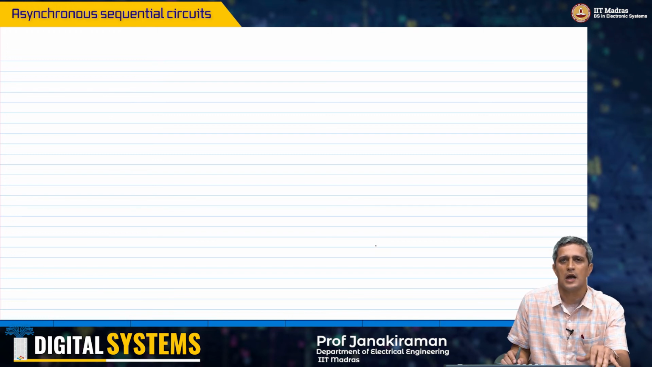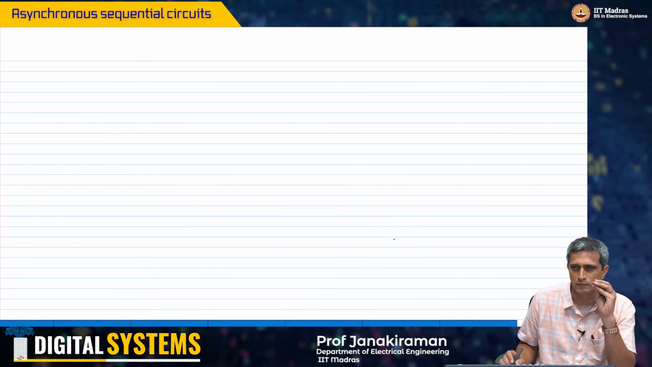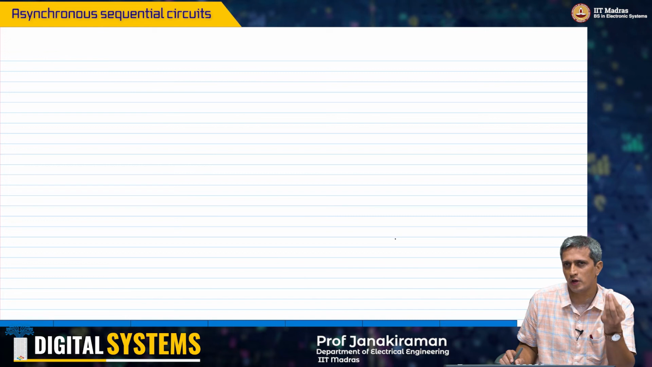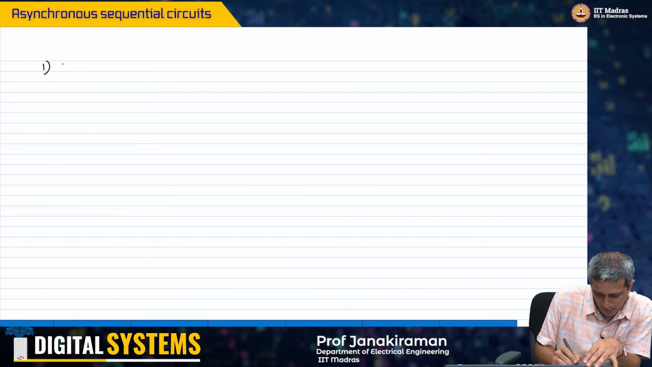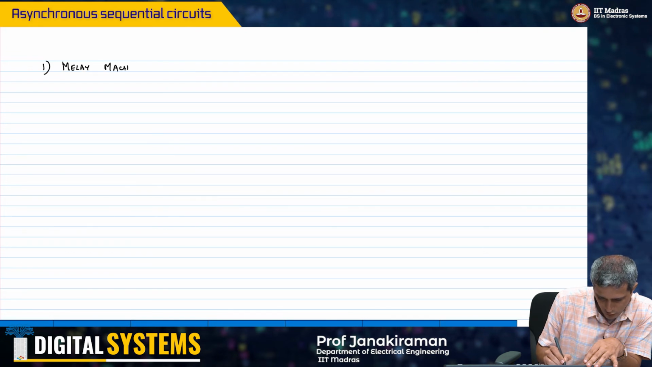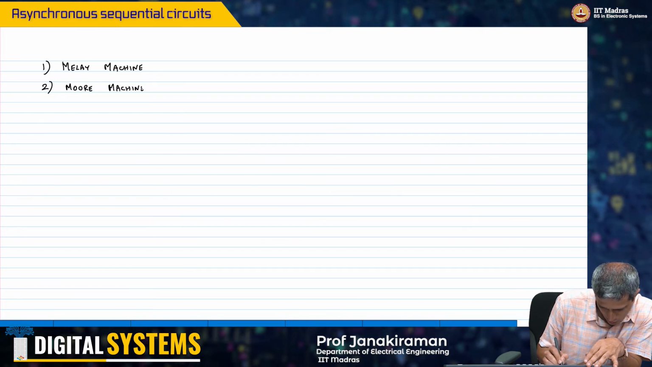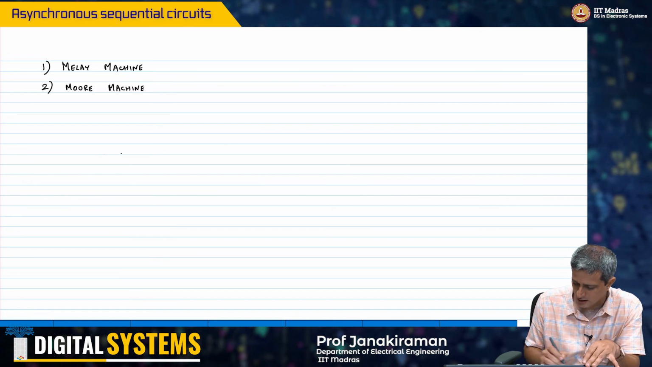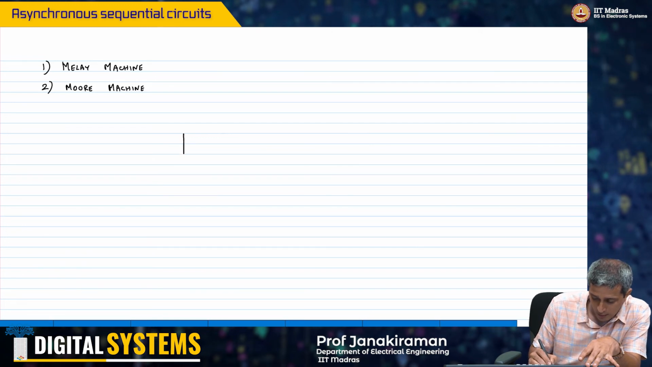So I'll wind up this discussion on the sequential circuit design by just telling you the two types of state machines that you'll encounter commonly. Essentially you have two types of state machines. One is the Mealy machine, and the other is basically the Moore machine. So the difference really is in how the output logic is actually controlled by the input signals.